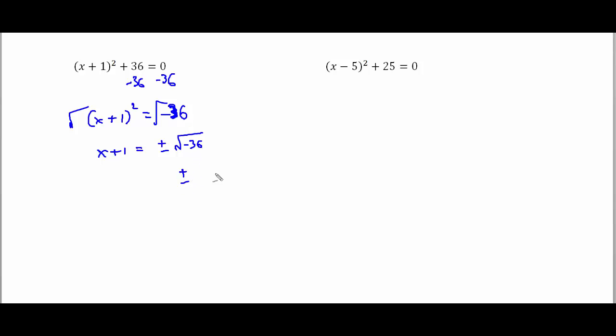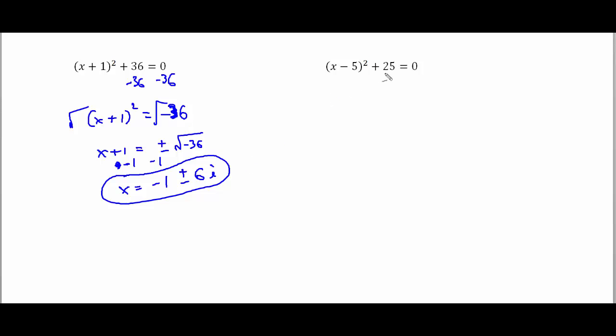which is another way of saying plus or minus the square root of 6i, because the square root of negative 36 is the same as saying the square root of 36 times the square root of negative 1. If I subtract 1 from both sides, here I have an answer of x is equal to negative 1 plus or minus 6i, and that's my answer there.